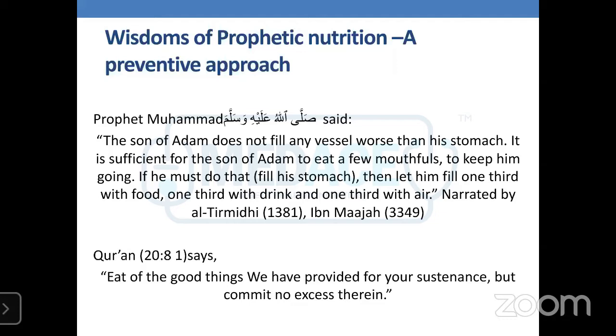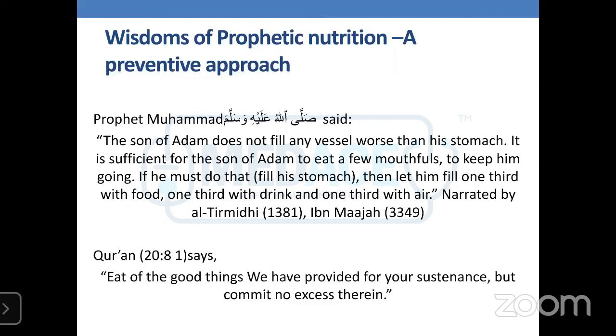Prophet Muhammad sallallahu alaihi wasallam said, "The son of Adam does not fill any vessel worse than his stomach. It is sufficient for the son of Adam to eat a few mouthfuls to keep him going. If he must do that, then let him fill one third with food, one third with drink, and one third with air." So we are advised to fill only one third of our stomach with food.